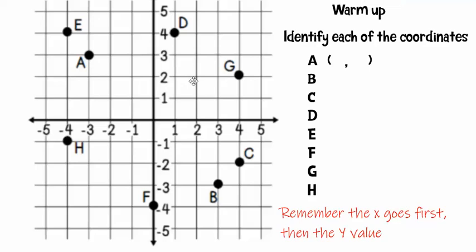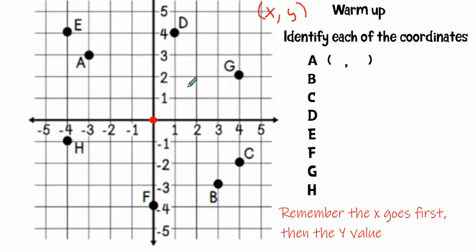So your warm-up today, here is the coordinate plane. And I want you to identify each of these points. Remember, on the coordinate plane, the first number is your x value. The second number is your y value. So remember, you're always going to start from 0, 0.